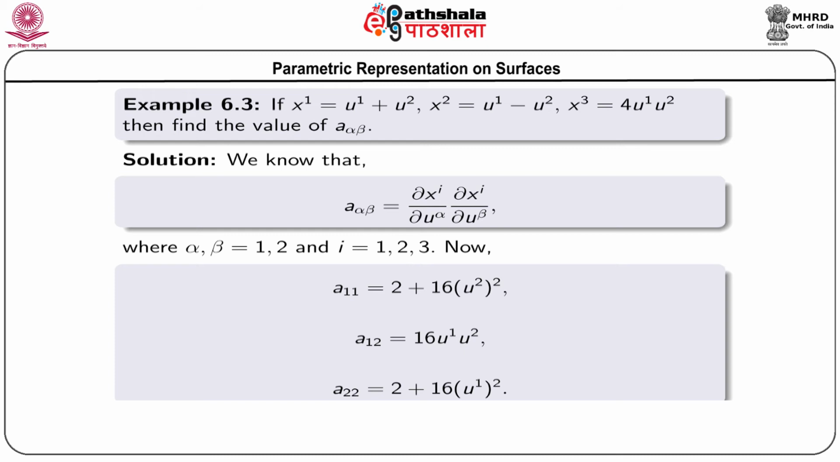So, ds square can be expressed as (2 plus 16 u2 square) du1 square plus twice A12, that is 16 u1 u2, du1 du2, plus (2 plus 16 u1 square) du2 square. This is the first fundamental form for this surface.